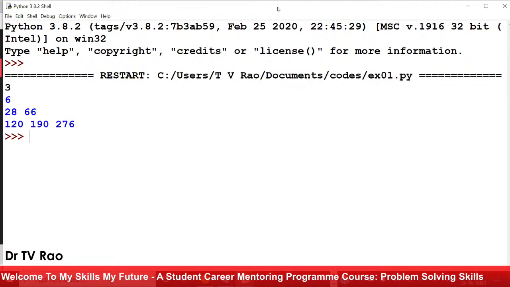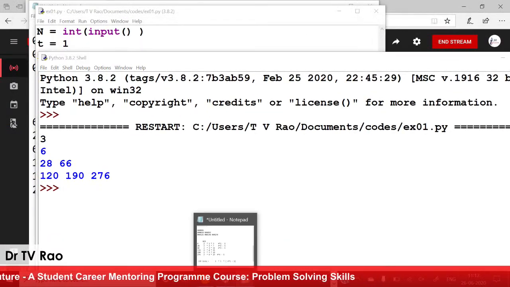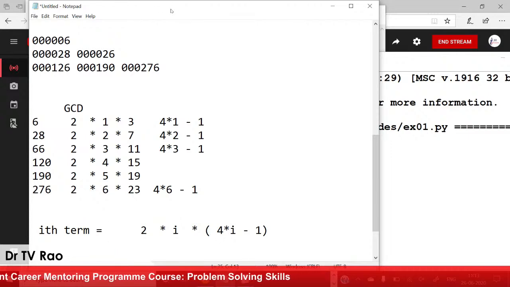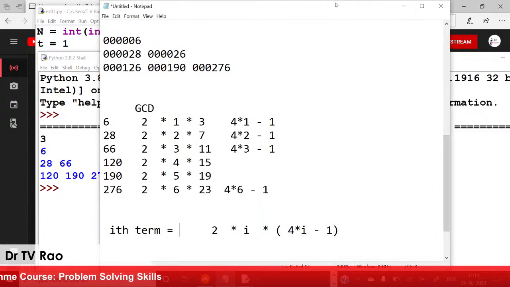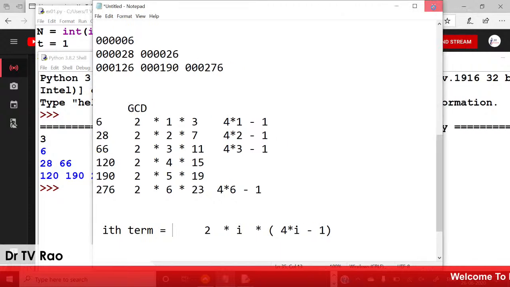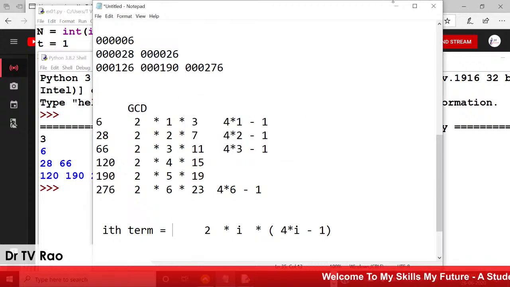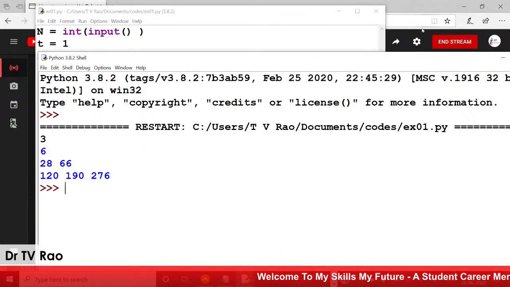So you got all the 6 terms which I mentioned earlier. What are they? 6, 28, 66, 120, 190, right? So let us print 4 lines.